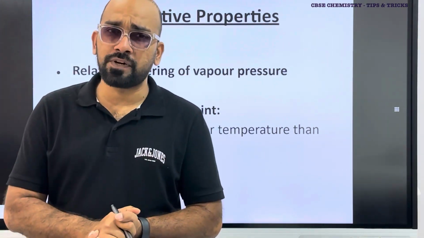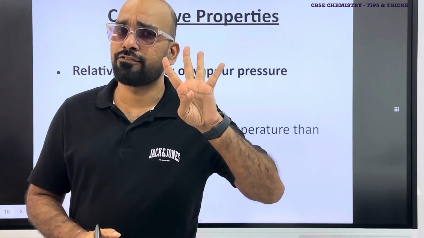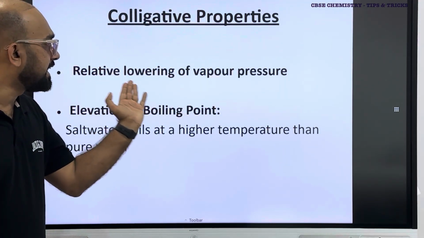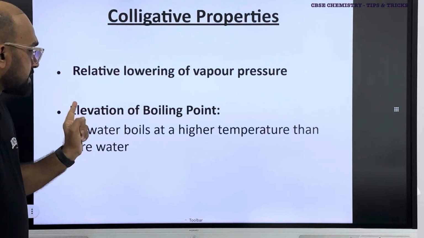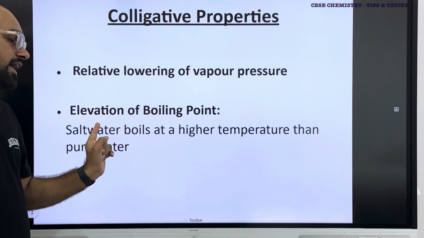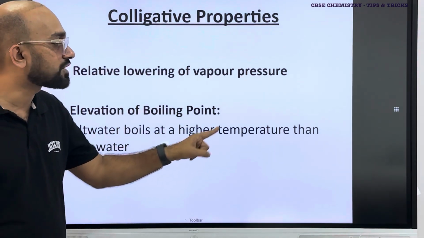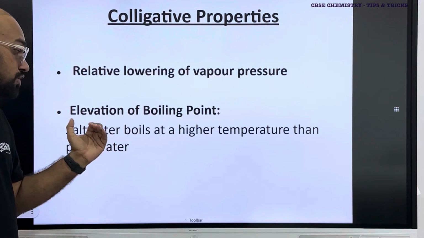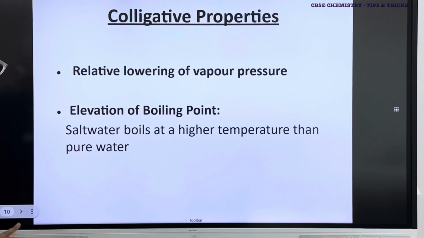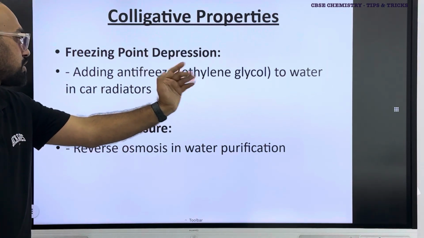Regarding colligative properties, they depend on the number of particles, and there are basically 4 important colligative properties mentioned in the textbook. You already know that, right? First, relative lowering of vapor pressure. Second, elevation of boiling point, and for that this is an application mentioned in your NCERT textbook: salt water boils at a higher temperature than pure water. And the third colligative property is depression of freezing point.